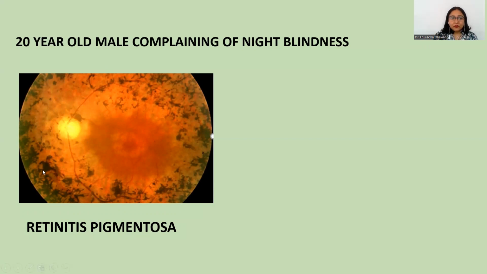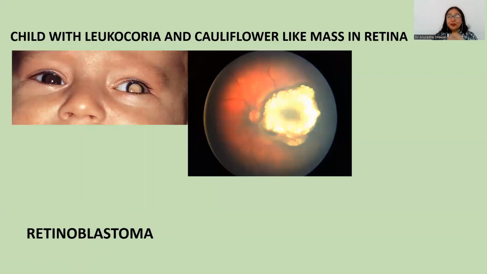And classically, you can notice these black pigment clumps, which are called bony spicule clumps. So this triad: the pale optic disc, attenuated arterioles, and bony spicule black pigment in the mid-peripheral retina. This is classical of retinitis pigmentosa. So I don't think there is any problem in identifying retinitis pigmentosa in this fundus picture if we remember these features. Okay, right?